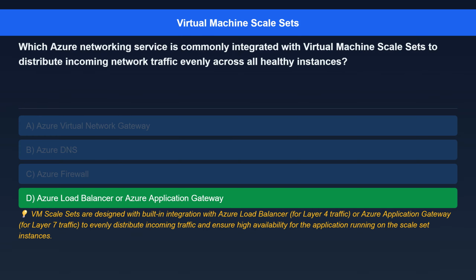The correct answer is Azure Load Balancer or Azure Application Gateway. Here's the explanation. VM scale sets are designed with built-in integration with Azure Load Balancer for Layer 4 traffic or Azure Application Gateway for Layer 7 traffic to evenly distribute incoming traffic and ensure high availability for the application running on the scale set instances.